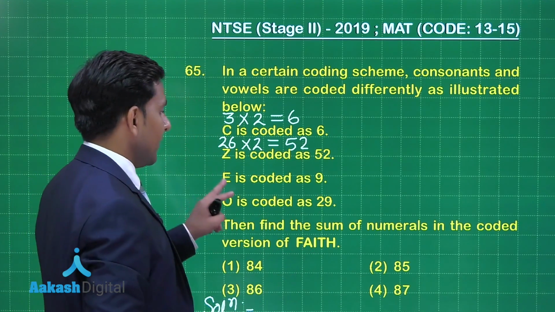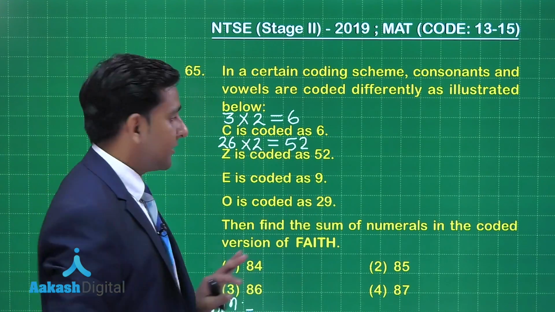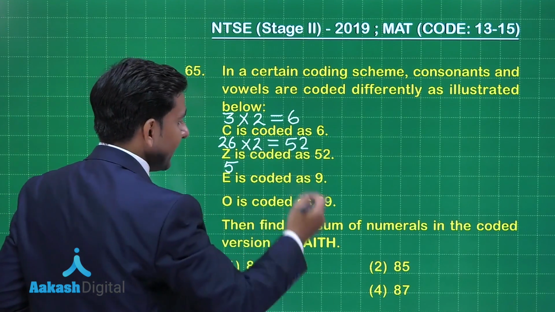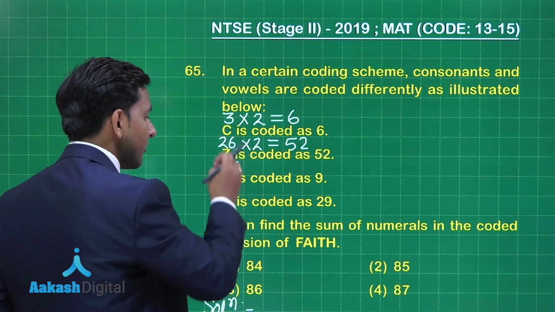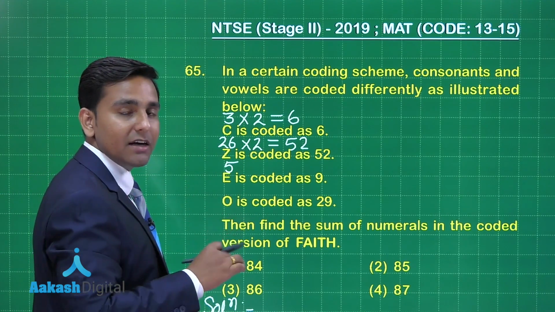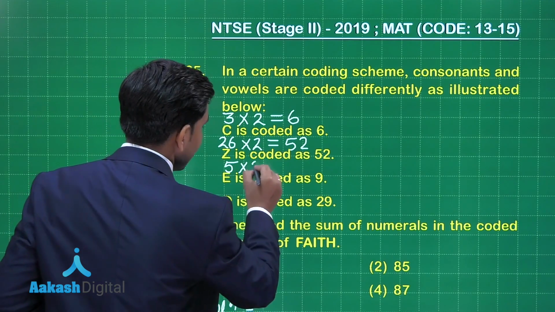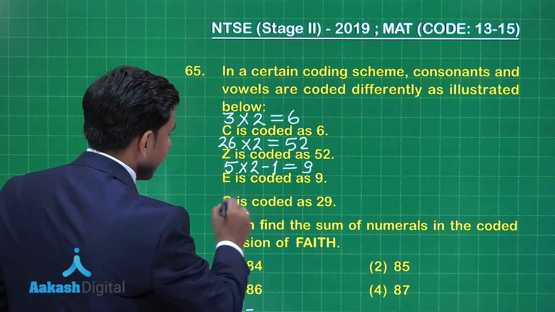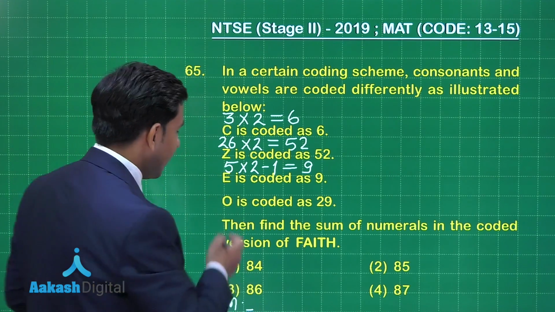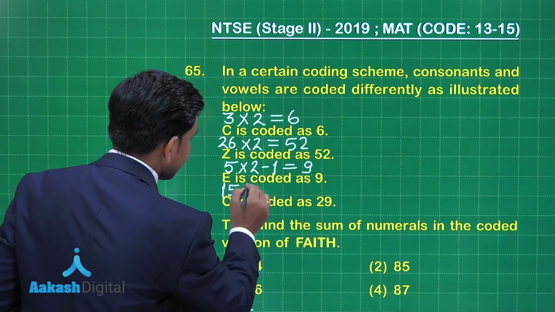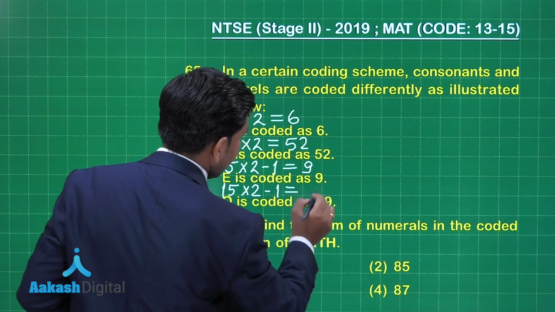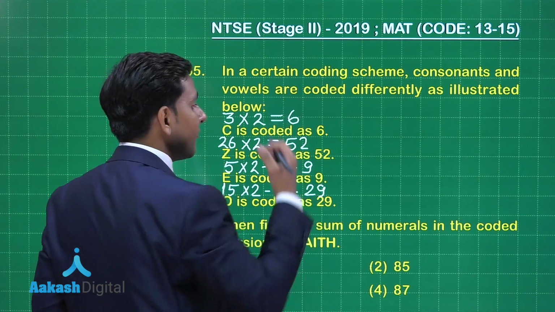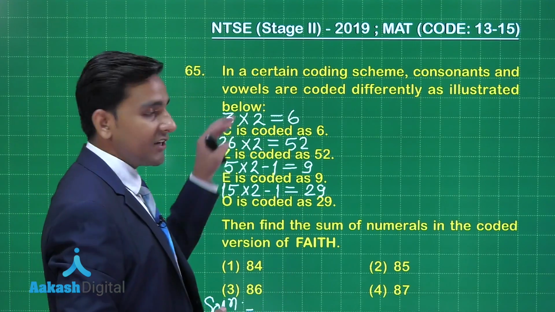Then we have a vowel E. Its code is 9. The position of letter E in the English alphabet is 5. So it is 1 less than twice the position of this letter E, that is a vowel. So it can be written as 5 multiplied by 2 minus 1, which is equal to 9. Again we have a vowel. The position of letter O in the English alphabet is 15, multiplied by 2 minus 1 is equal to 29. So we have the coding pattern for consonants and vowels differently as illustrated here.